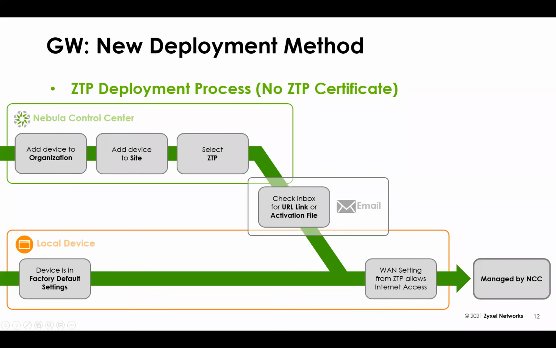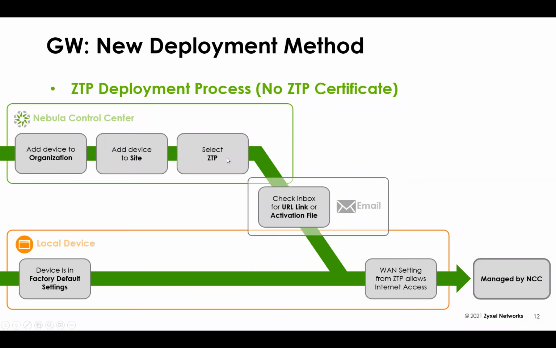So this is going to be the flow for the ZTP deployment process. You'll see here that you add a device to the organization, you add it to the site, and then you select the ZTP process. Your device has to already be in factory default settings. That means that the default password and the default admin account are still there, and you don't have any other settings changed on there. If you do have some settings changed on there, you will have to factory default it by pressing the reset button on the back of the device or the front of the device as well.